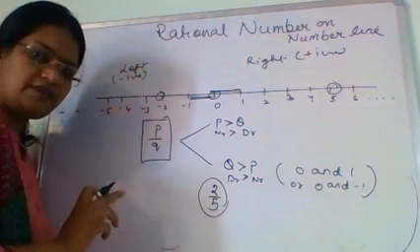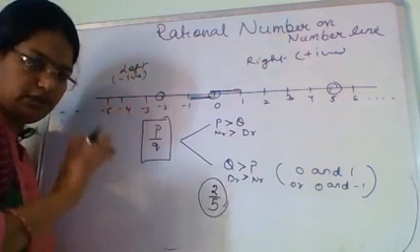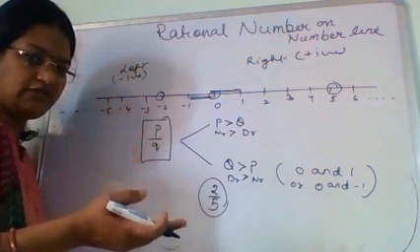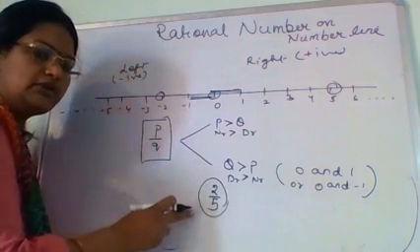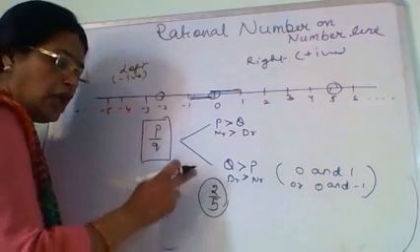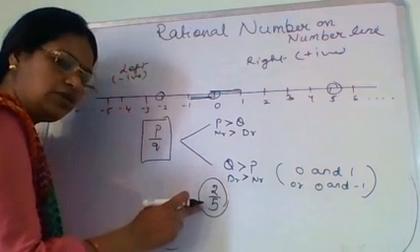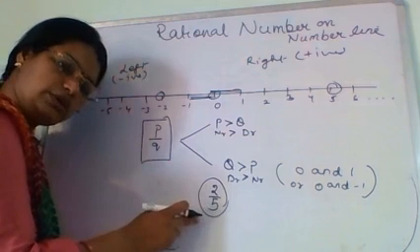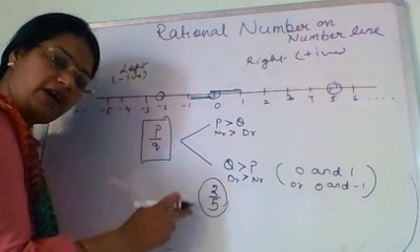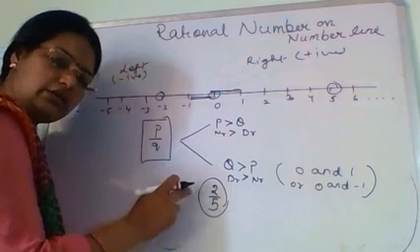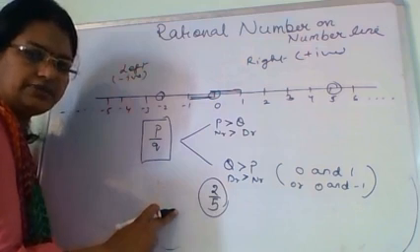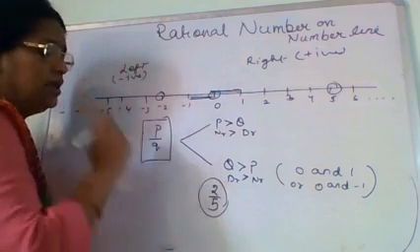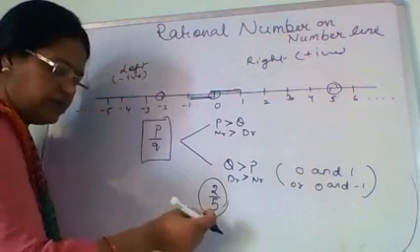In the previous video, I have taught you about the positive rational numbers and the negative rational numbers. When both numerator and denominator are positive, it is a positive rational number. If both numerator and denominator are negative, then also it is a positive rational number. If either the numerator or the denominator is negative, then it is a negative rational number. Right. So here, 2/5, denominator is greater.